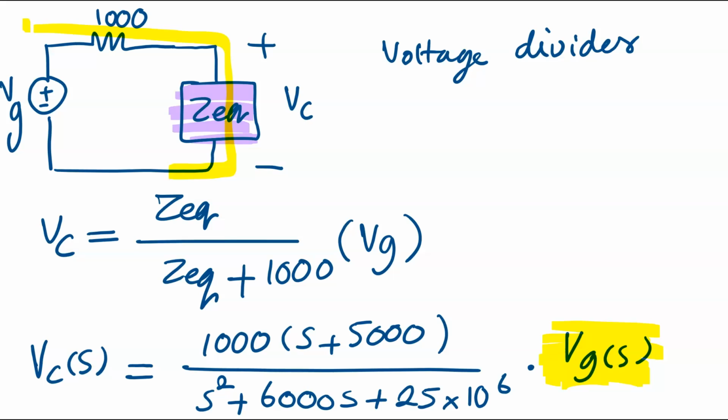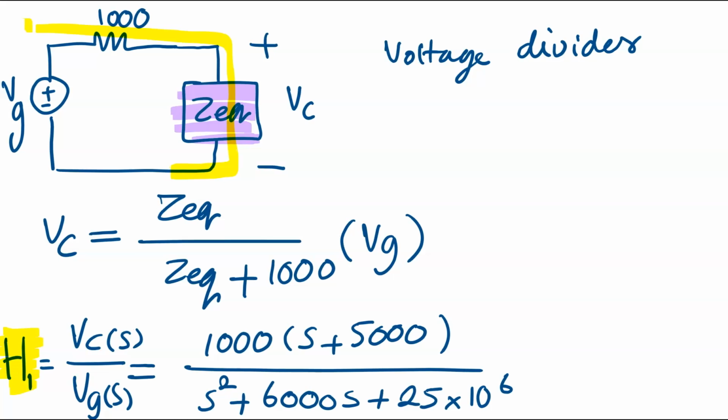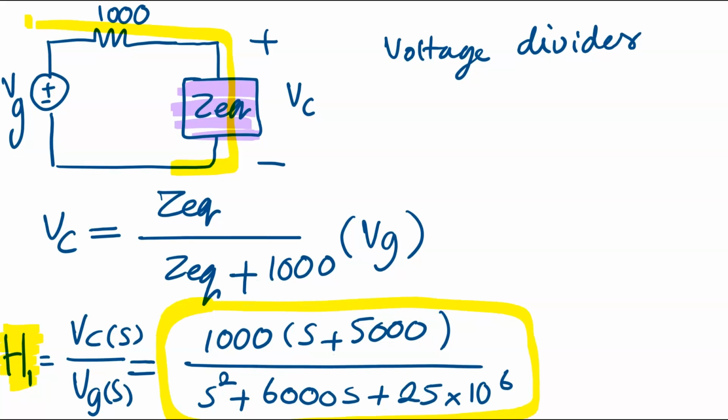So instead of writing this equation in this form, I'm going to delete this VG and bring it to the other side. So here I'm going to have VC of S over VG of S, and that's what I'm calling H1. So my transfer function, H1 of S, is equal to what I have here. So I found my transfer function that describes the relationship between the output voltage, which here is VC, and the input source voltage, which is VG of S in the Laplace domain.